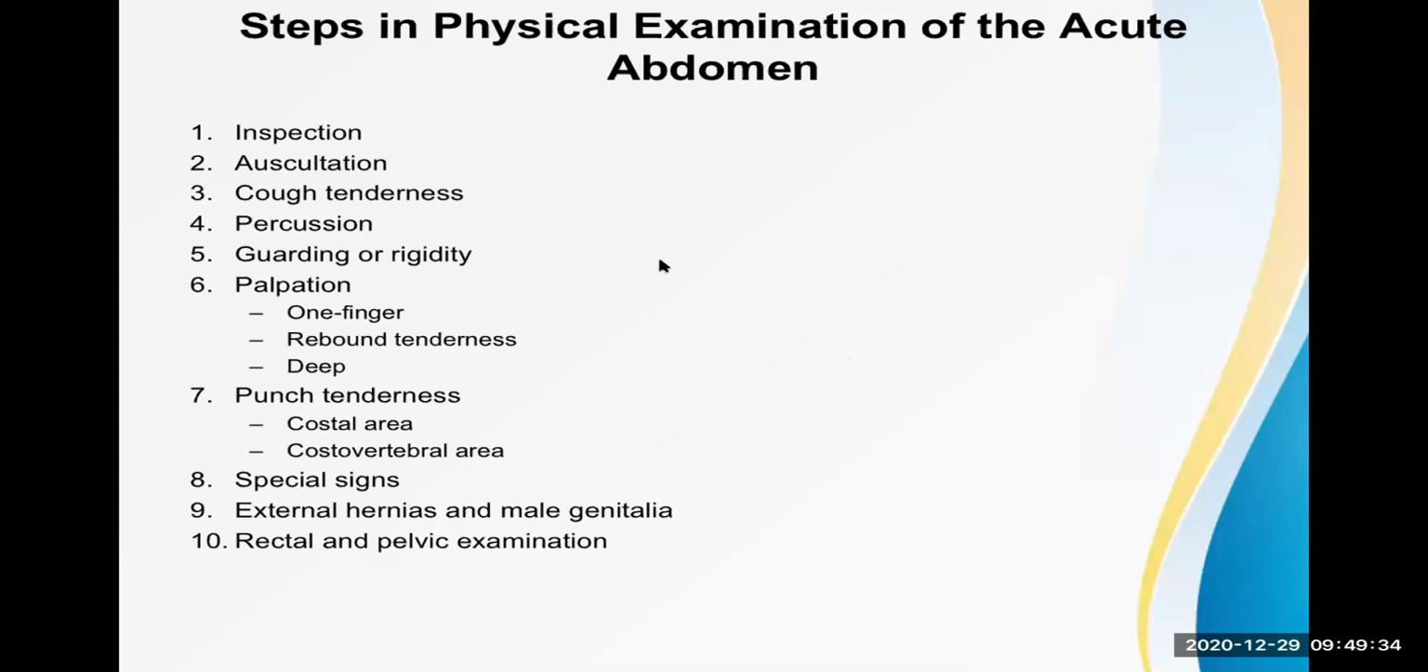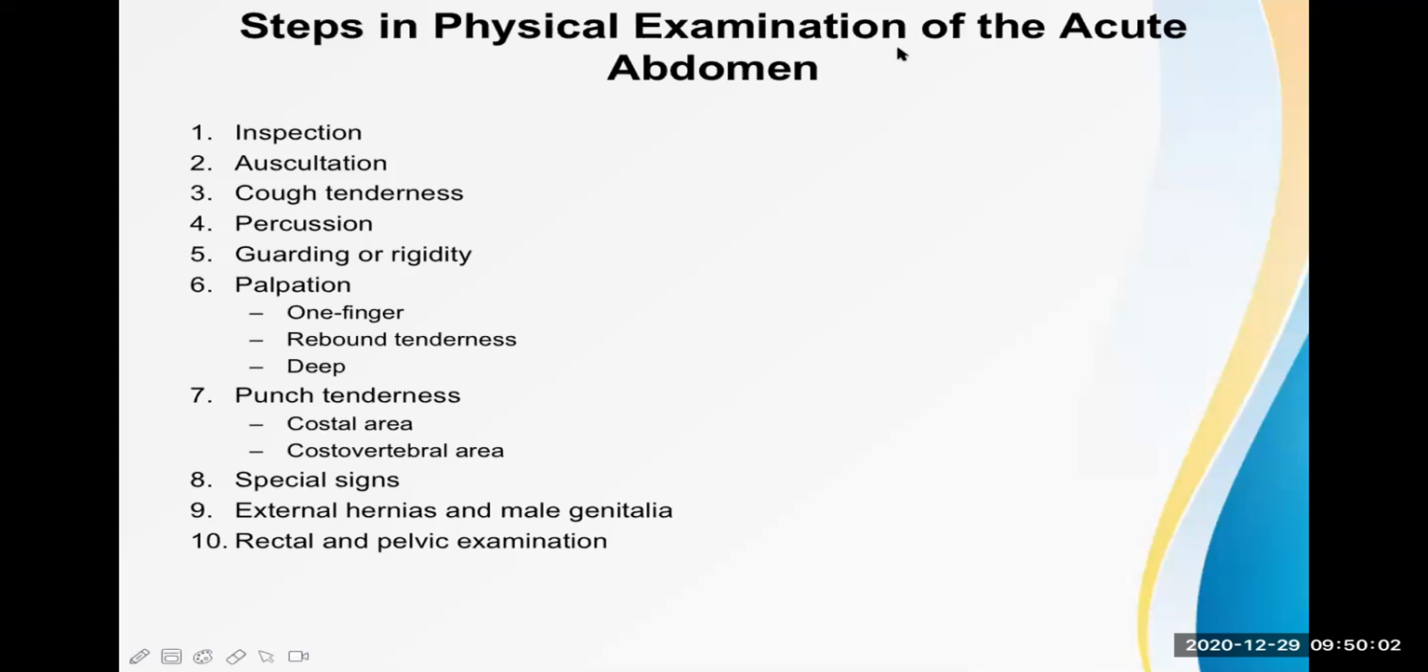Guarding and rigidity both occur in case of acute abdomen, especially if there is involvement of the parietal peritoneum. Parietal peritoneum involvement can lead to contraction of the abdominal muscle, and they are guarding and rigidity. One is voluntary contraction of the abdominal muscle, another is involuntary. Guarding is voluntary. So remember the term guard.